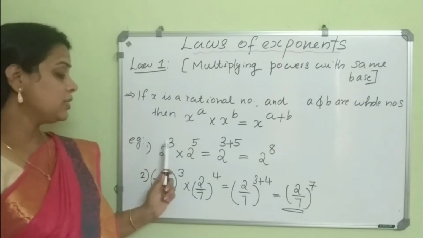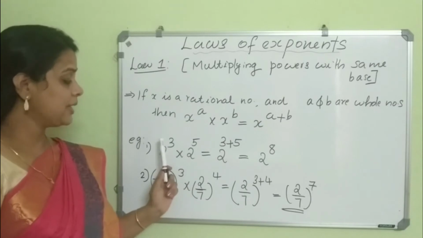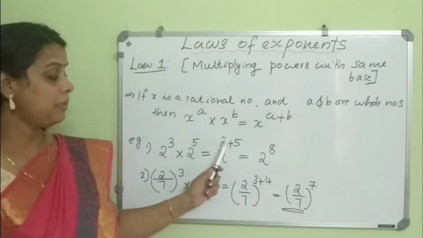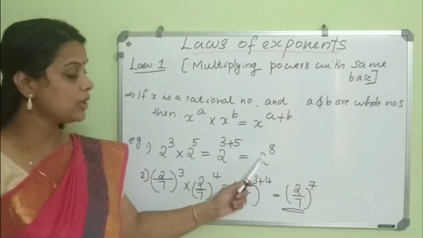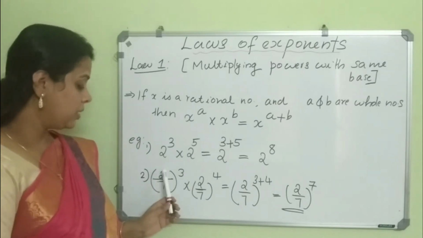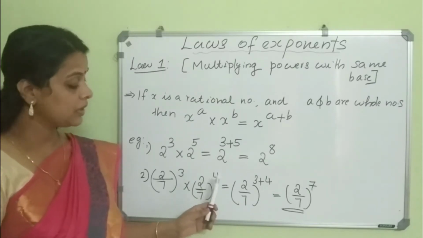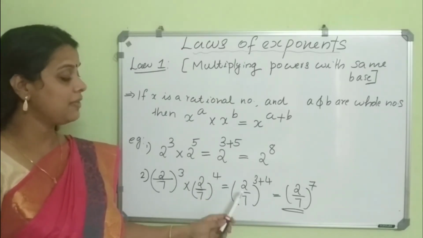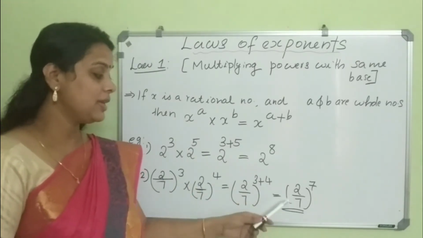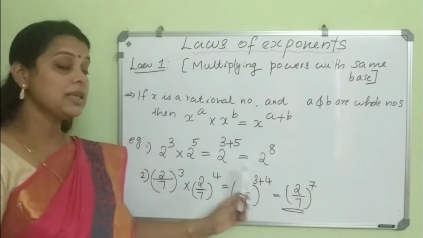Example, 2 raised to 3 into 2 raised to 5. Bases are same, exponents are different. That is equal to 2 raised to 3 plus 5. That means 2 raised to 8. This is the answer. In the case of a rational number, 2 by 7 raised to 3 into 2 by 7 raised to 4 is equal to 2 by 7 raised to 3 plus 4, adding exponents. That is 2 by 7 raised to 7. We can add the exponents only if the bases are same.